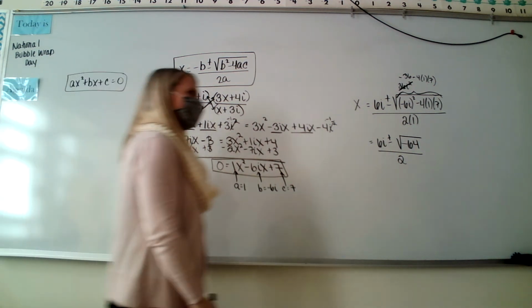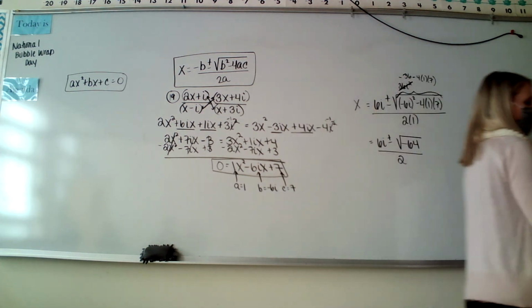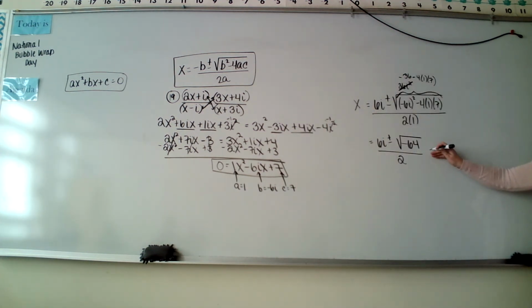I say to myself, hey, what can I do from here? Well, I can simplify the radical. So I get 6i plus or minus. If there's a negative, there's an i, and we know the square root of 64 is 8.